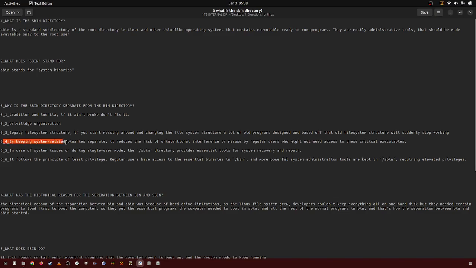By keeping system related binaries separate, it reduces the risk of unintentional interference or misuse by regular users who might not need access to these critical executables.